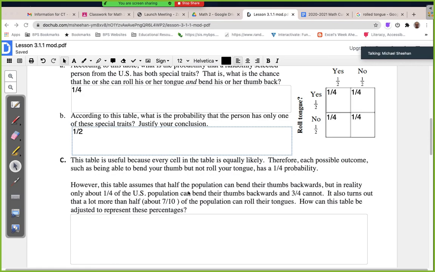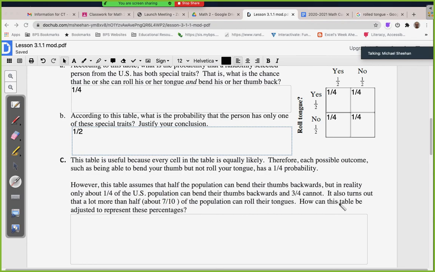But this table is assuming that half the population can bend their thumbs backwards, but really, it's only about 1/4 and 3/4 cannot. All right, and we said we're assuming that half of all people can roll their tongue and half of them can't, but it turns out that 7/10 of people, most people, can roll their tongues.